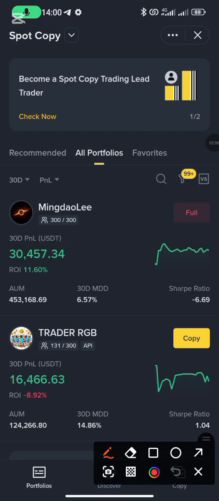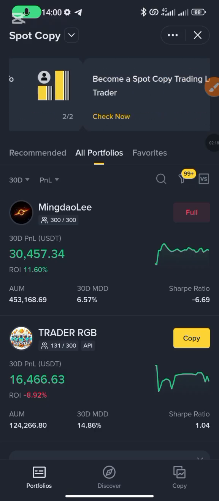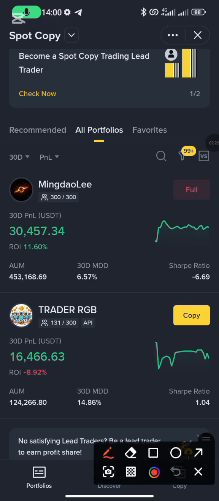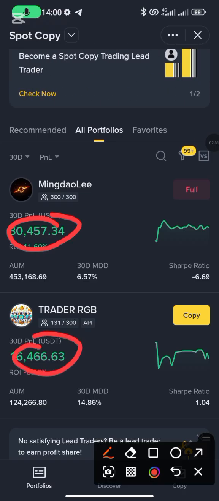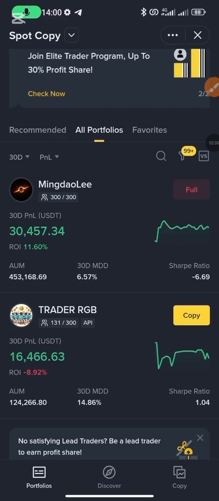Now the second one here says PNL. So it is showing this set of traders based on the amount of profit they have accumulated, starting from the person that has made the biggest profit within the last 30 days to the person that has made the least profit. Now as you can see, the profit and loss of this person is about 30,450.34. This second person has made about 16,000 within the last 30 days. That's what it means.